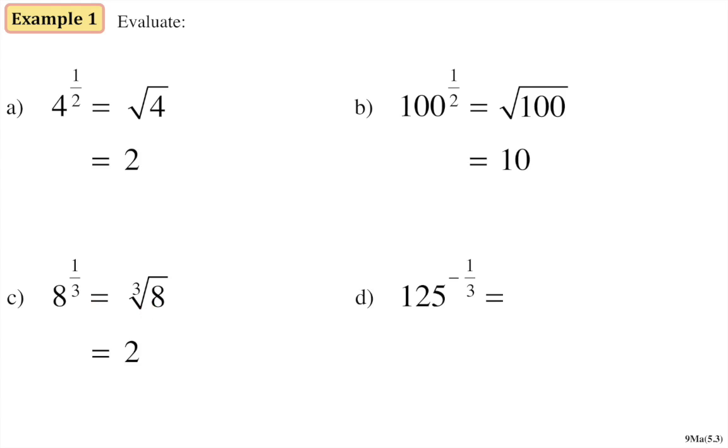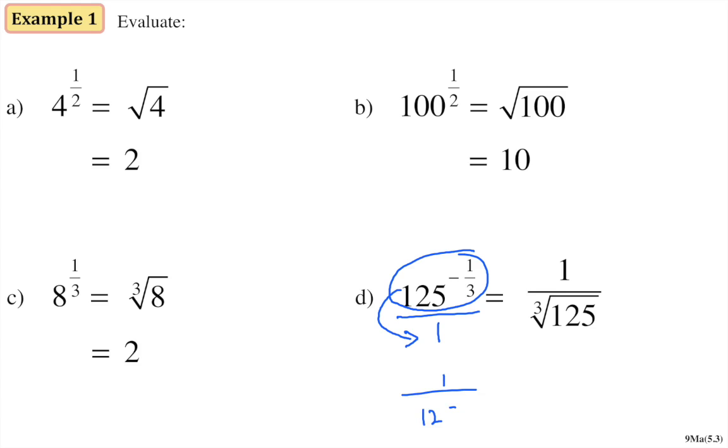125 to the power of minus a third. Now we're getting tricky because not only do we have a fraction, but we've got a minus sign. Now we've dealt with minuses before. Remember, if you've got a minus sign, think about it like this. If I move all of that across the fraction line, it gives me 1 over 125 to the power of a third.